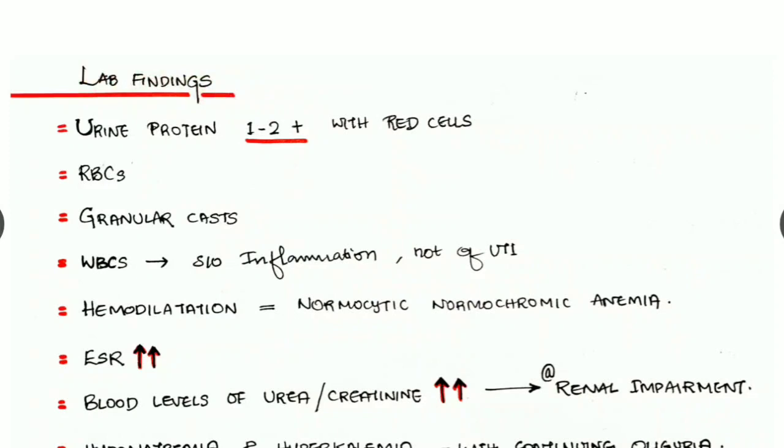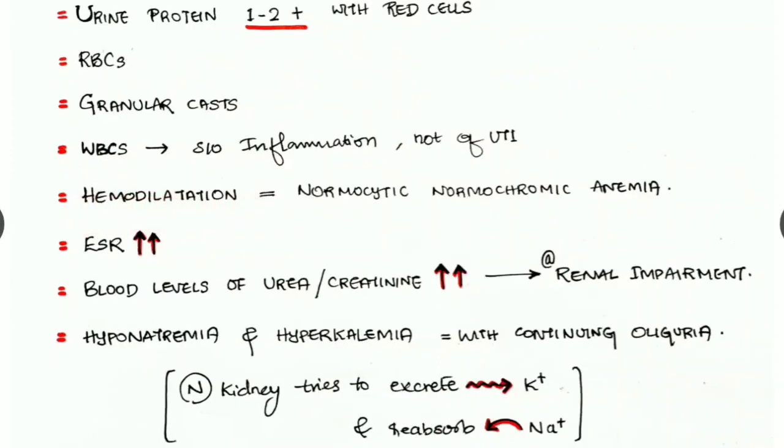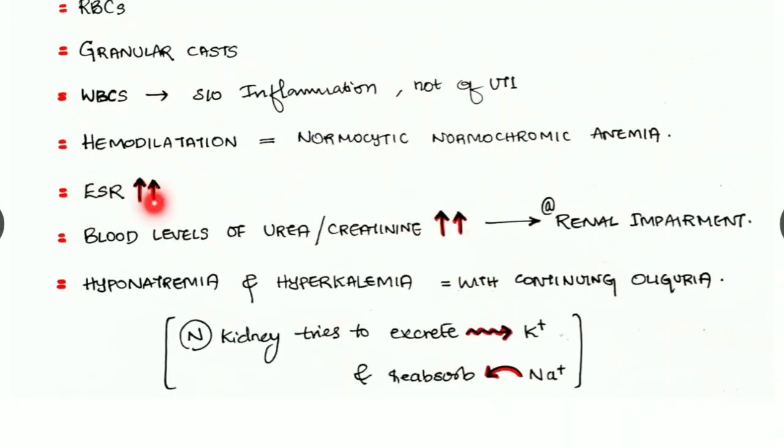Next, the lab findings or the investigations. The urine protein will be 1 to 2 plus with red cells. There can be RBCs. There can be granular casts in the urine. If there are WBCs in the urine, then it is suggestive of inflammation, but not of a UTI. There is hemodilution, and that can cause normocytic, normochromic anemia. The ESR is very high. The blood levels of urea and creatinine are very high. It is more seen in renal impairment.